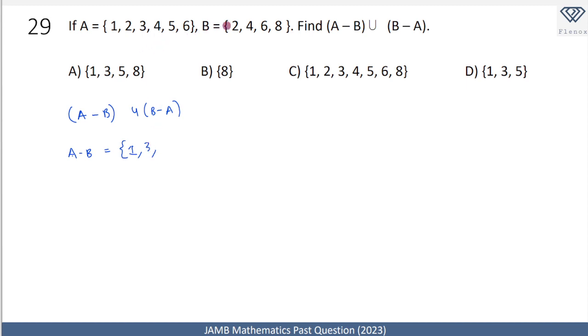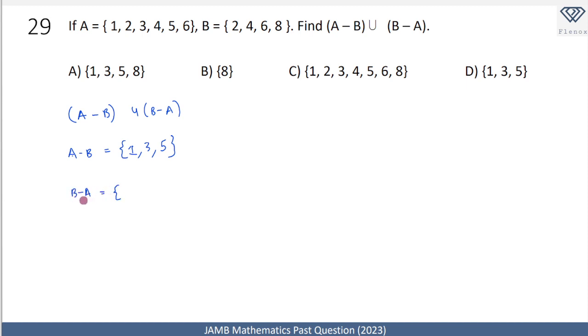There's a 4 in A and also a 4 in B. This is not going to be part. There's a 5 in A but no 5 in B, so this is going to be part. And there's a 6 in A and also a 6 in B. So A minus B just means the numbers that are in A but are not found in B. And those numbers are what? 1, 3, and 5.